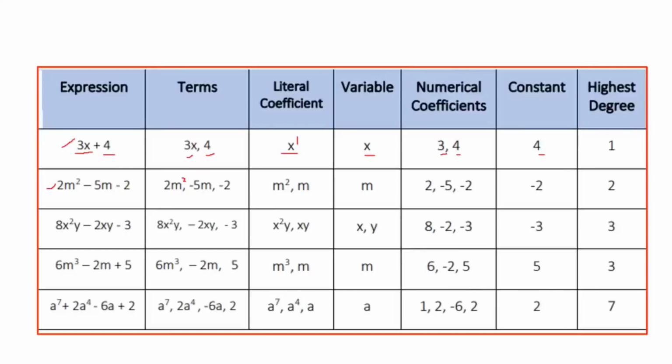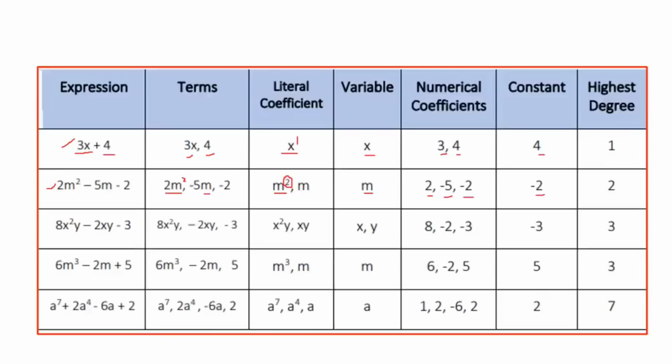For the literal coefficients, the literal coefficient for the first term is m squared. For the second term, it is m. And we only have one variable used in this expression, which is letter m. For the numerical coefficients, we have 2, -5, and -2. The constant is the last term, which is -2, and the highest degree that we have is 2. That's why it is our highest degree.